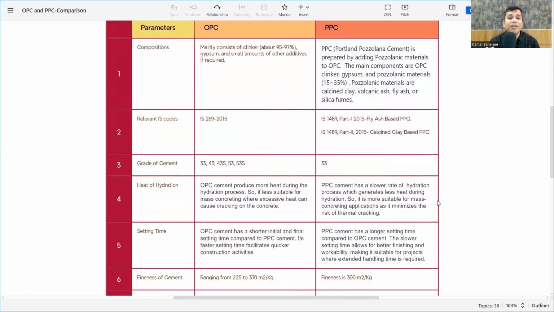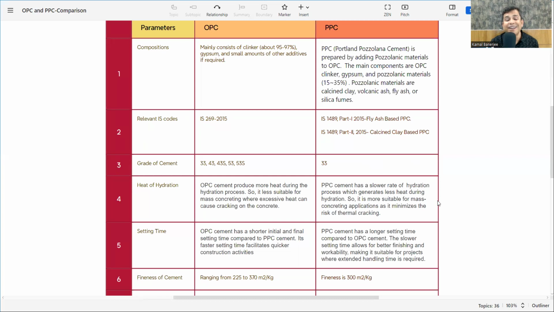Next, what is the relevant IS code? For OPC it is IS 269-2015. And what is the relevant IS code for the PPC? That is IS 1489 Part 1 2015, if the PPC is fly ash based, then this code is to be followed. And if it is not fly ash based but calcined clay based, then it will be IS 1489 Part 2 2015. So these two codes we have to follow whenever we are dealing with either PPC or OPC. So for OPC, 269, and for PPC, 1489 Part 1 and Part 2.